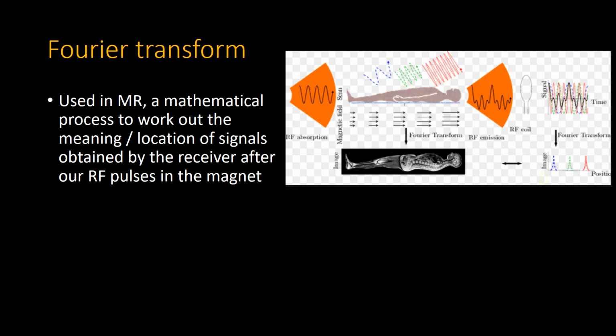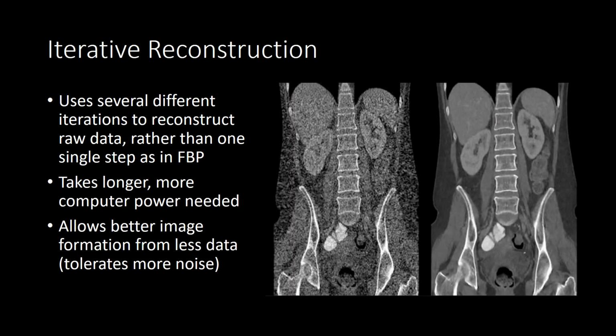So MRI, when you get into the basics of that, it's basically the receiver detecting currents and magnetic field alterations, and those are turned into a picture through a very complex mathematical reconstruction process that I quite honestly just don't understand. Iterative reconstruction uses several different iterations to reconstruct raw data rather than one single step, as in a filter back projection.